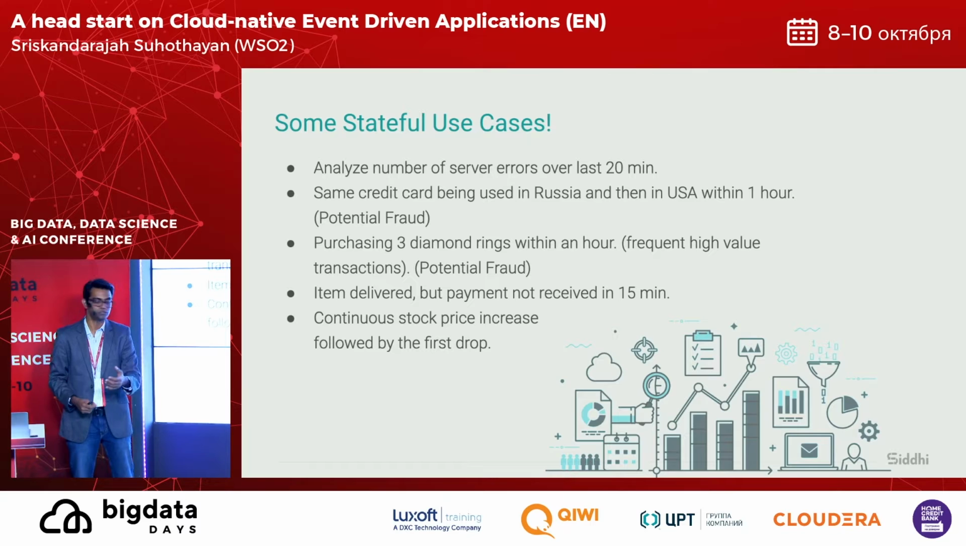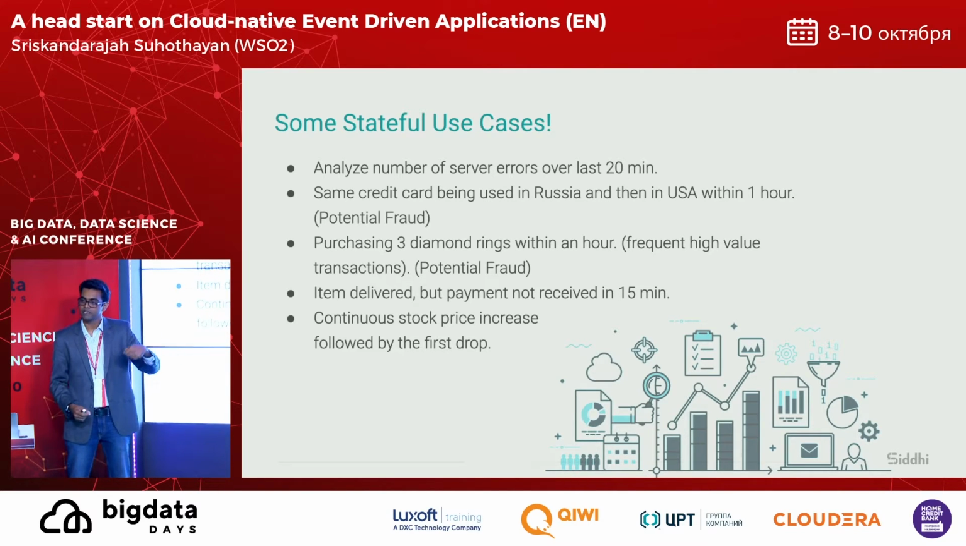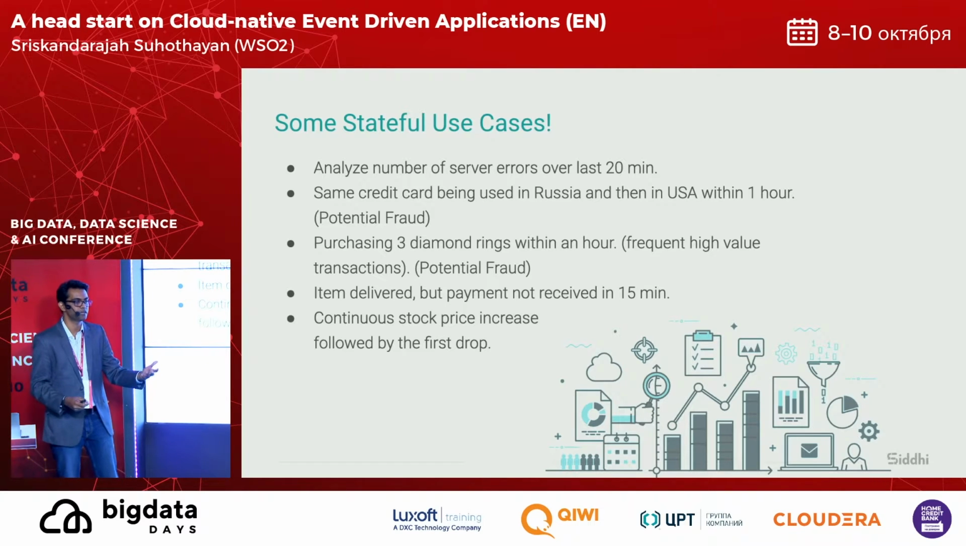But there can be other scenarios, like we delivered the item, the payment is supposed to come within 15 minutes, it didn't come. So I want an alert. So it is a non-occurrence of an event. This should happen, it's not happening. Why? We want to get an alert and we want to look into that in detail.